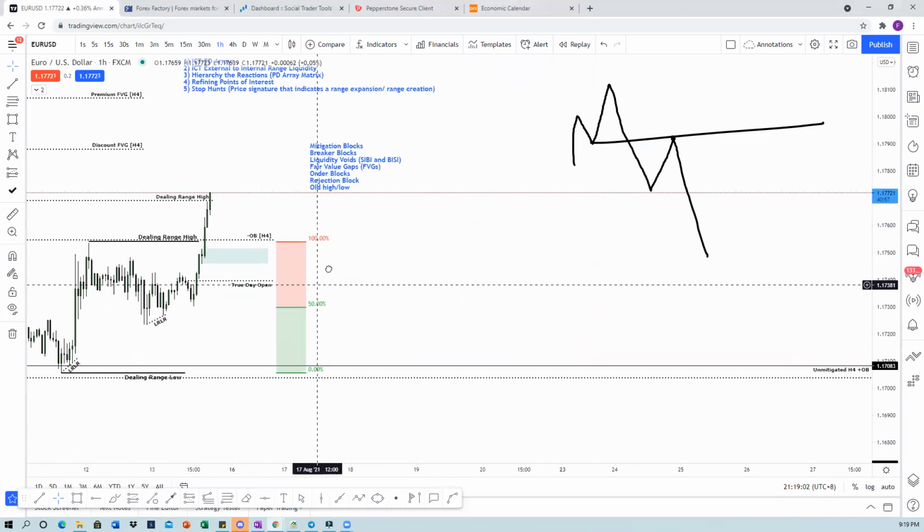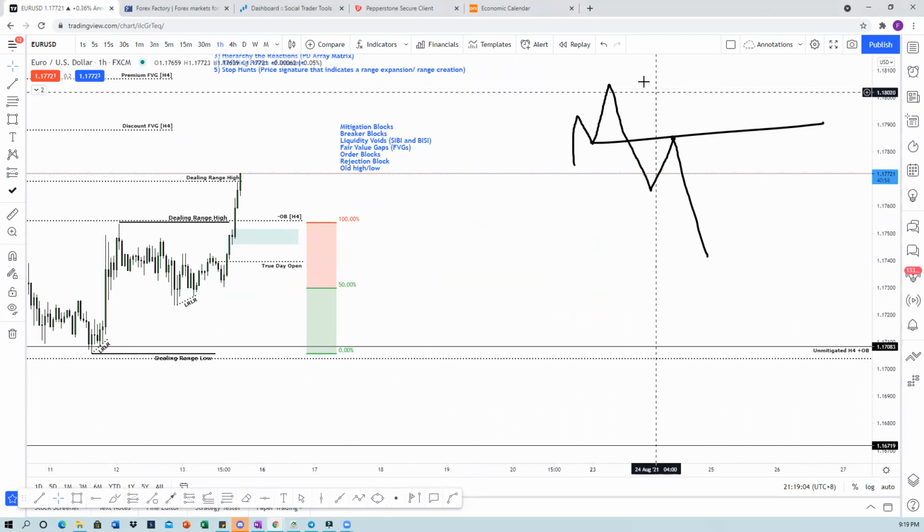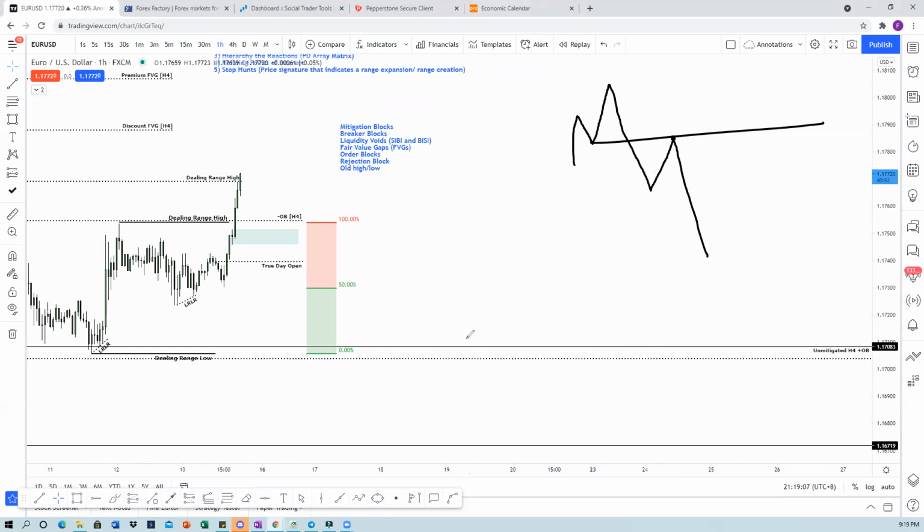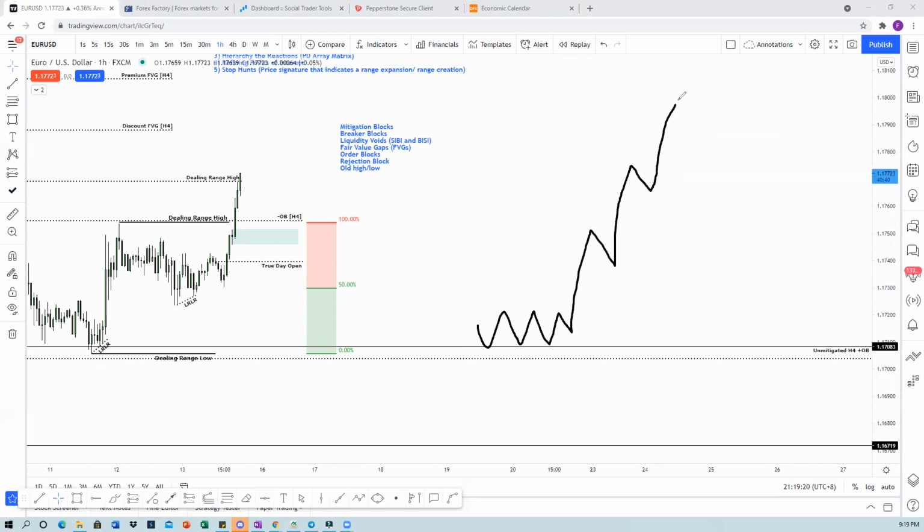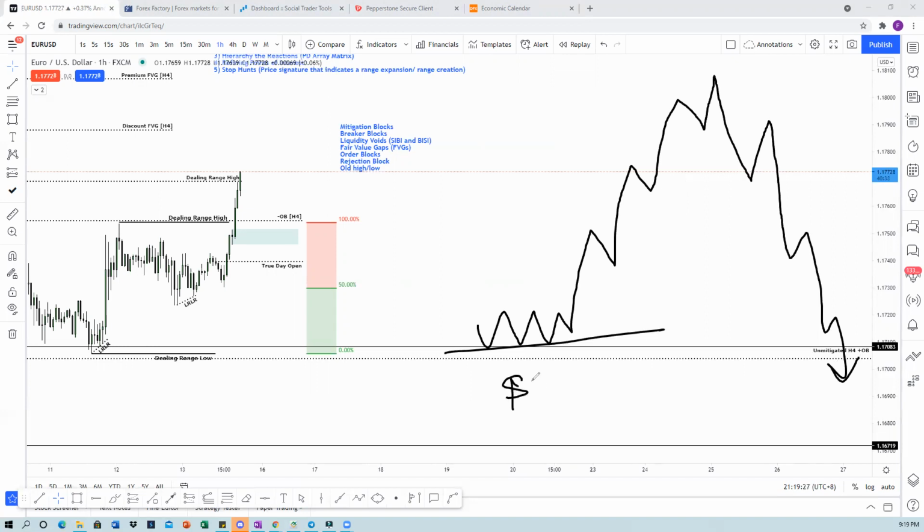Now looking at a bearish breaker. If you look at this now, that's not that nice. Here you go, up, up, up, one more time, and now down we go. Here's your breaker. Here is your entry. Here is your stop.